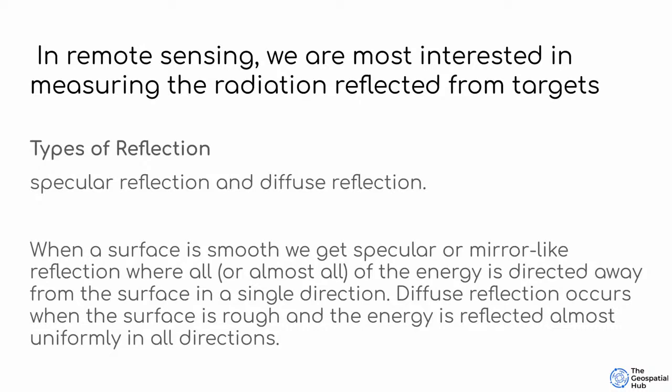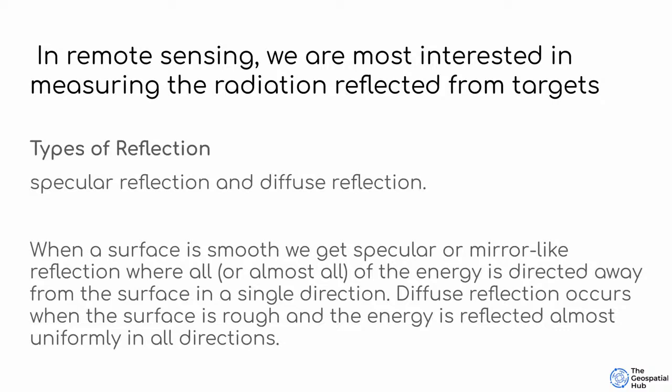So specular reflection basically happens on a smooth surface. So imagine you have a smooth surface. Once the incident radiation touches that smooth surface, all of the energy is redirected away in one direction. So that is basically what the specular reflection is. Diffuse reflection is when we have a kind of coarse surface, a rough surface, and energy is directed uniformly in different directions. So those are the two types of reflection.